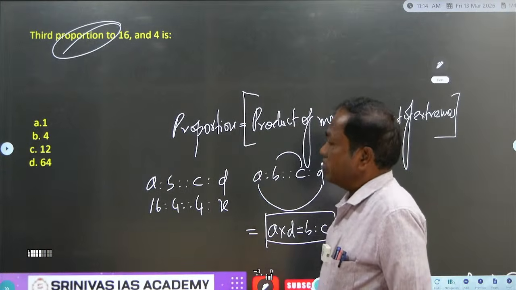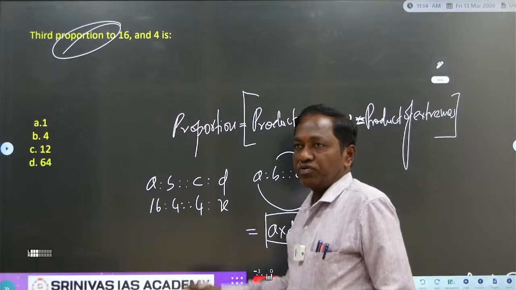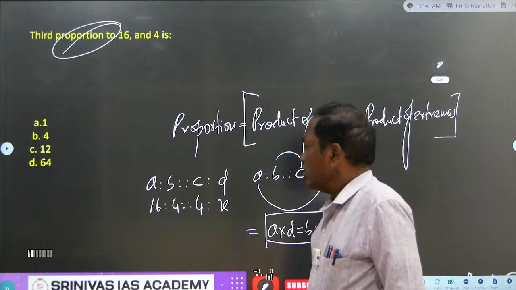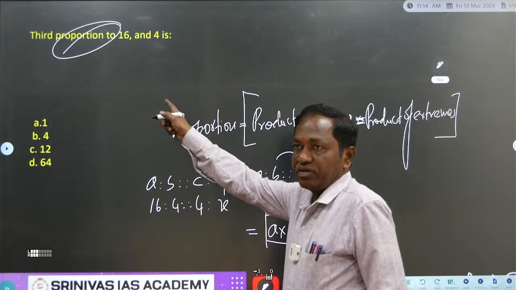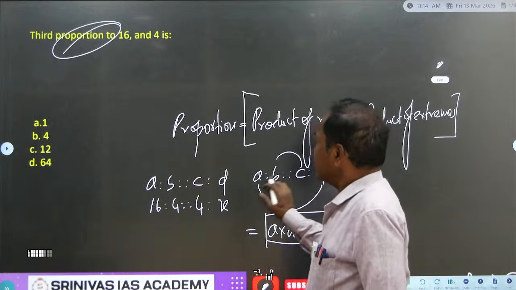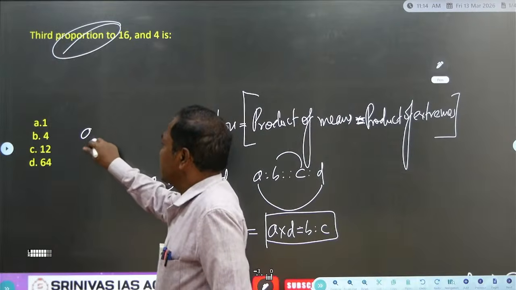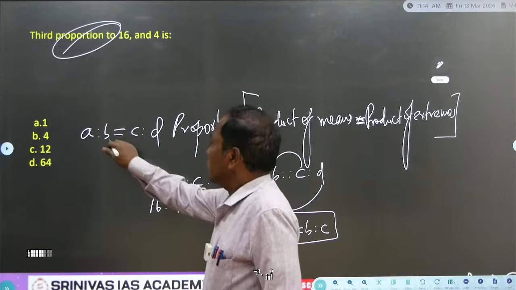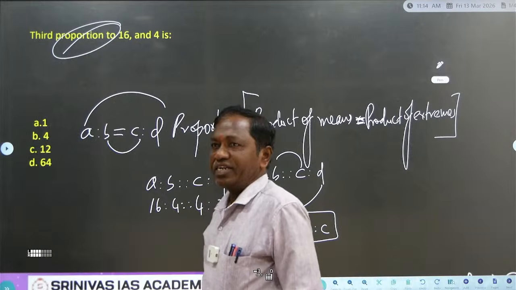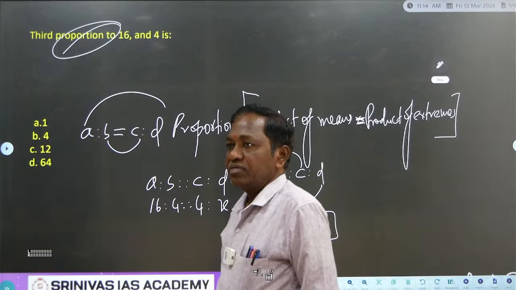The third proportion: B is equal to C. 16 into X is equal to 4 into 4. A student asks, how did you take C as 4, sir? See, because A, B, C, D is the proportion. Proportion means product of means is equal to product of extremes. You can take P, Q, R, S also. B is 4, and C is also 4.